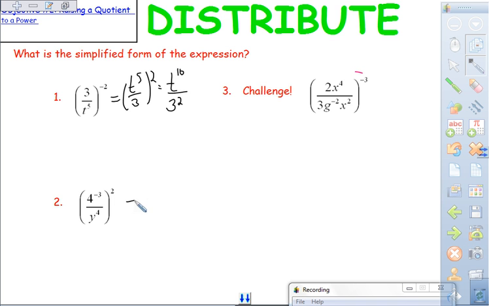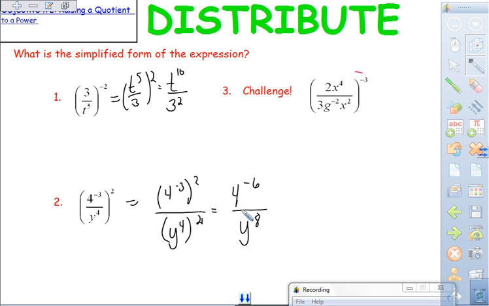Number 2. We need to get rid of that 2, so I'm going to square the top, square the bottom. So this looks like 4 to the negative 3 squared divided by y to the 4 squared. So power to power we multiply, 4 to the negative 6 and y to the 8th. 4 and y are not like bases, so I cannot simplify, but I have to move my negative exponents around. So that's going to go to the bottom, so I'm left with a 1 on top. Put your number first, 4 to the 6th, y to the 8th.